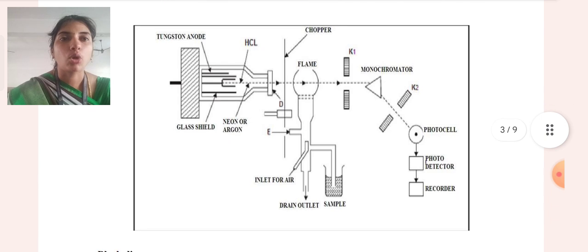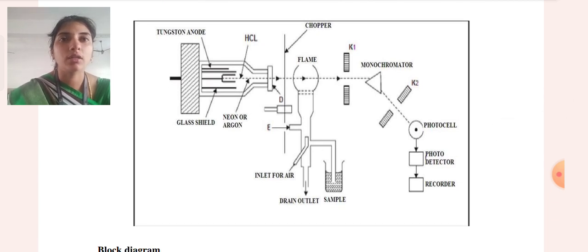So this is the atomic absorption spectroscopy setup: the tungsten anode and the glass-shielded neon or argon in the tube, the chopper, the air inlet and the flame, the monochromator, the sample drained out, and the signal produced by the photodetector. Lastly, the amplifier produces the signal, which is recorded as the element's reading.